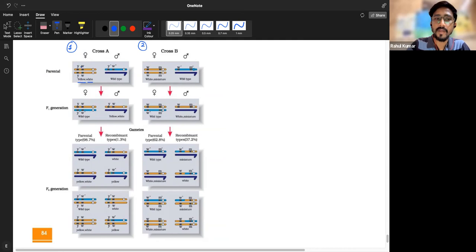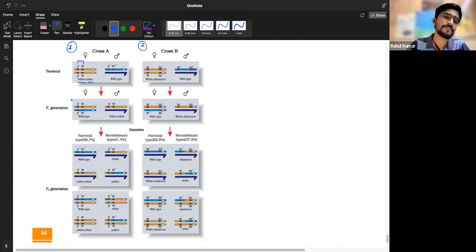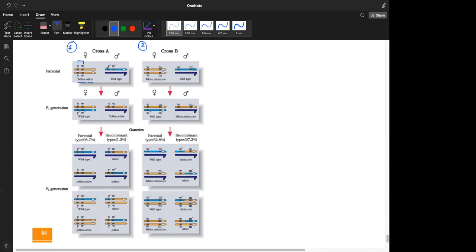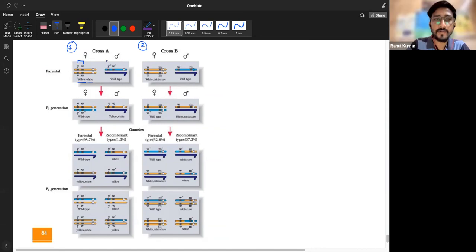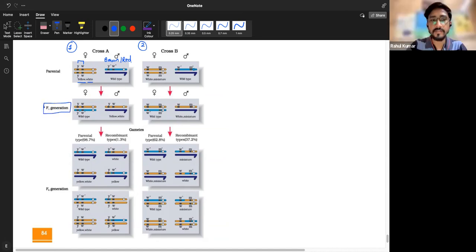So in a female, can you see this Y and W together? Can you also see that the distance between these two is very less, right? Genes are very close. On the male chromosome, the Y plus, write down, the Y plus is for brown body. And W plus is for red eye. So the distance between these two genes is very, very less. So when you get the F1 generation, there is just the exchange of chromosomes, right? Without any crossing over.